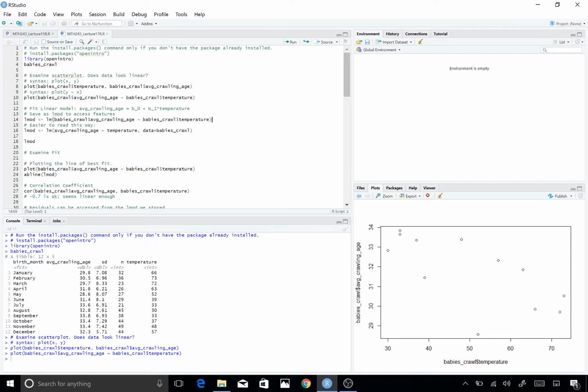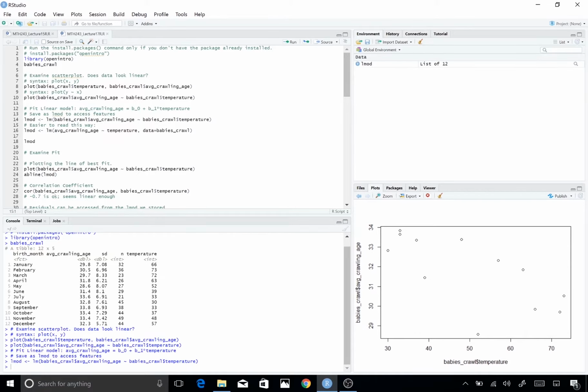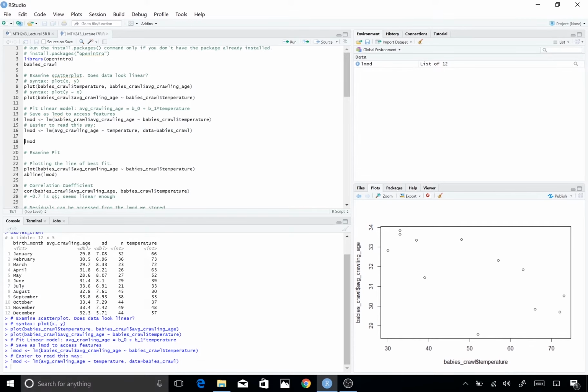To fit a simple linear regression, it's lm(y ~ x). And I tend to store these things as lmod for linear model. It's useful for accessing the various elements. Note that I can avoid using the dollar signs by putting this data argument in here. That tends to keep things cleaner and easier to read.